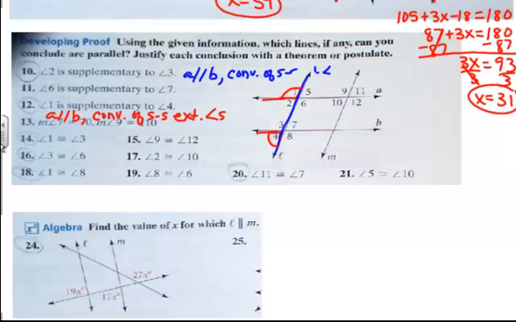Okay, number 14. Erase my ink. Angle 1 is congruent to angle 3. We're going to find angle 1, angle 3. This is my transversal. Looks like the letter F because these angles are called corresponding angles and they are congruent. So if corresponding angles are congruent, then the lines are parallel. So I know A is parallel to B because of the converse of corresponding angles.